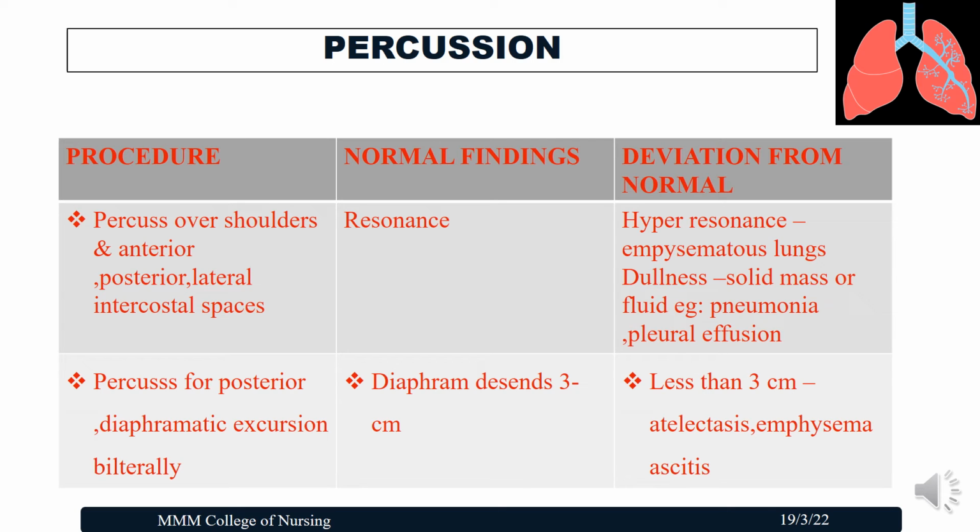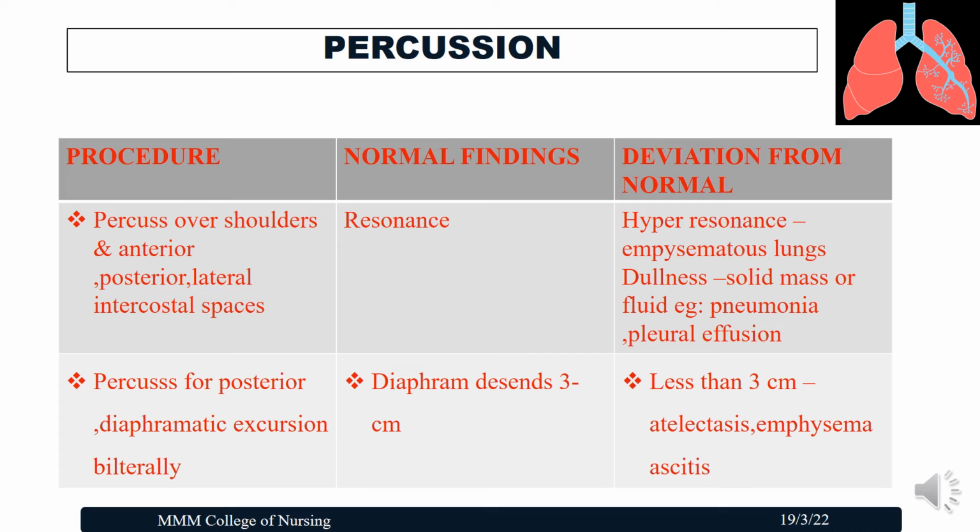Now the normal findings of percussion in the thoracic cavity or lung field. We have to percuss over the shoulders and the anterior, posterior, and lateral intercostal spaces. The normal finding on percussion is resonance. What are the abnormal findings? In case of an emphysematous lung, we can feel a hyperresonant sound. Dullness is heard in case of any solid mass or fluid, for example in pneumonia or pleural effusion.